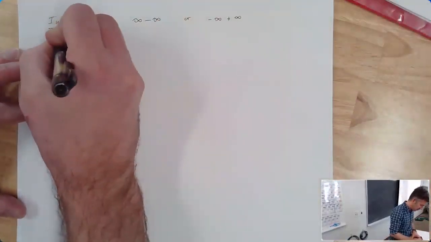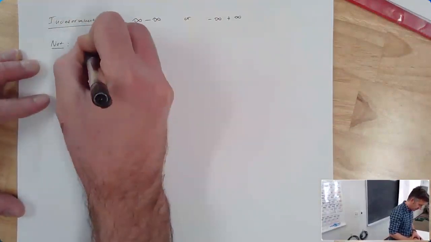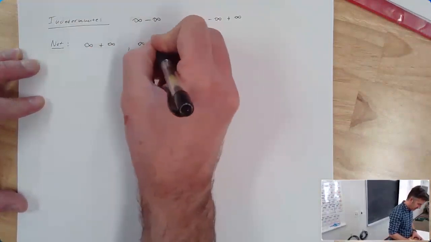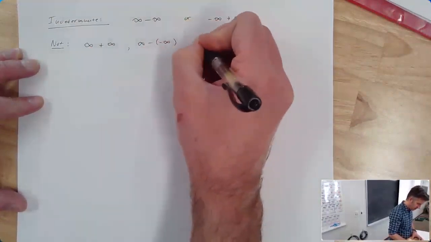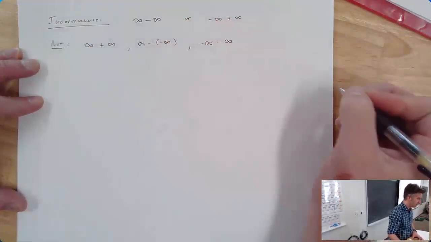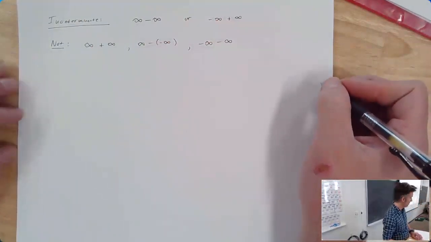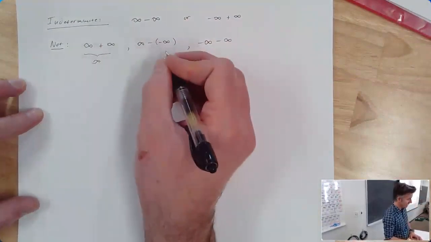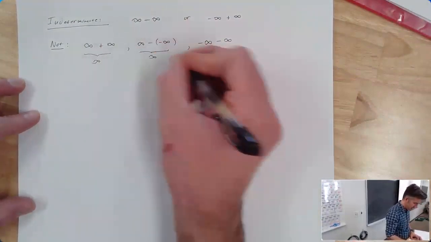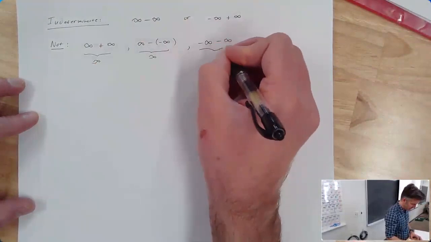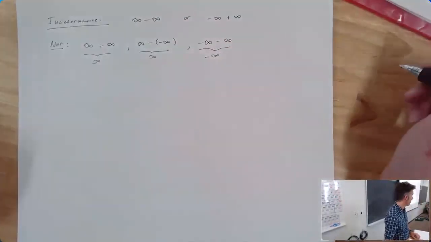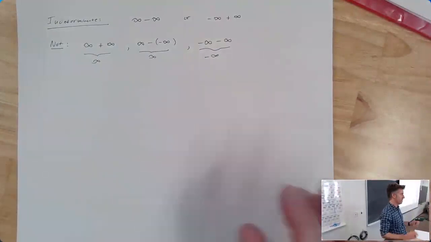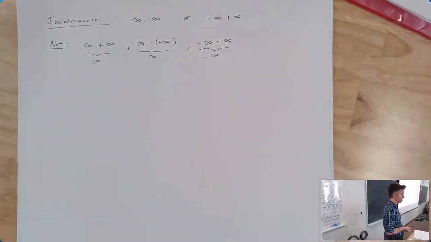Here are some not indeterminate forms: infinity plus infinity, infinity minus negative infinity, negative infinity minus infinity. None of those are indeterminate. Infinity plus infinity is infinity. Infinity minus negative infinity is infinity. Negative infinity minus infinity is negative infinity. If you're doubling up on the direction of your infinity, you're just getting more infinite in that direction. You're not indeterminate.